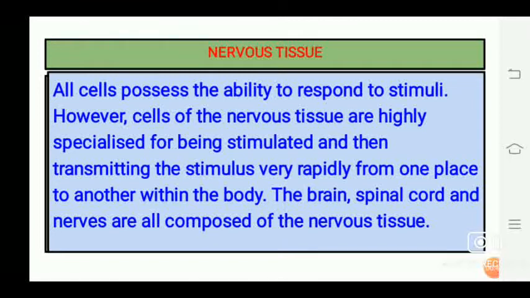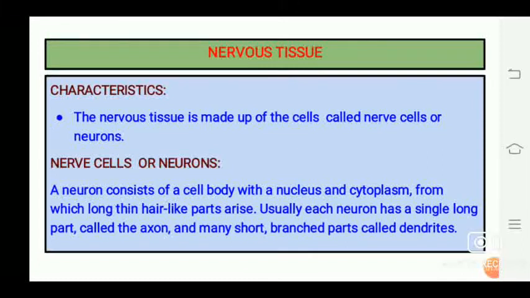The stimulus which is received by the cells is transmitted very fast from one place to another in the body. The brain, the spinal cord and the nerves, they all are made of which tissue? That is nervous tissue. Now if we talk about the characteristics of nervous tissue, it is made up of cells which are called nerve cells, or neurons.